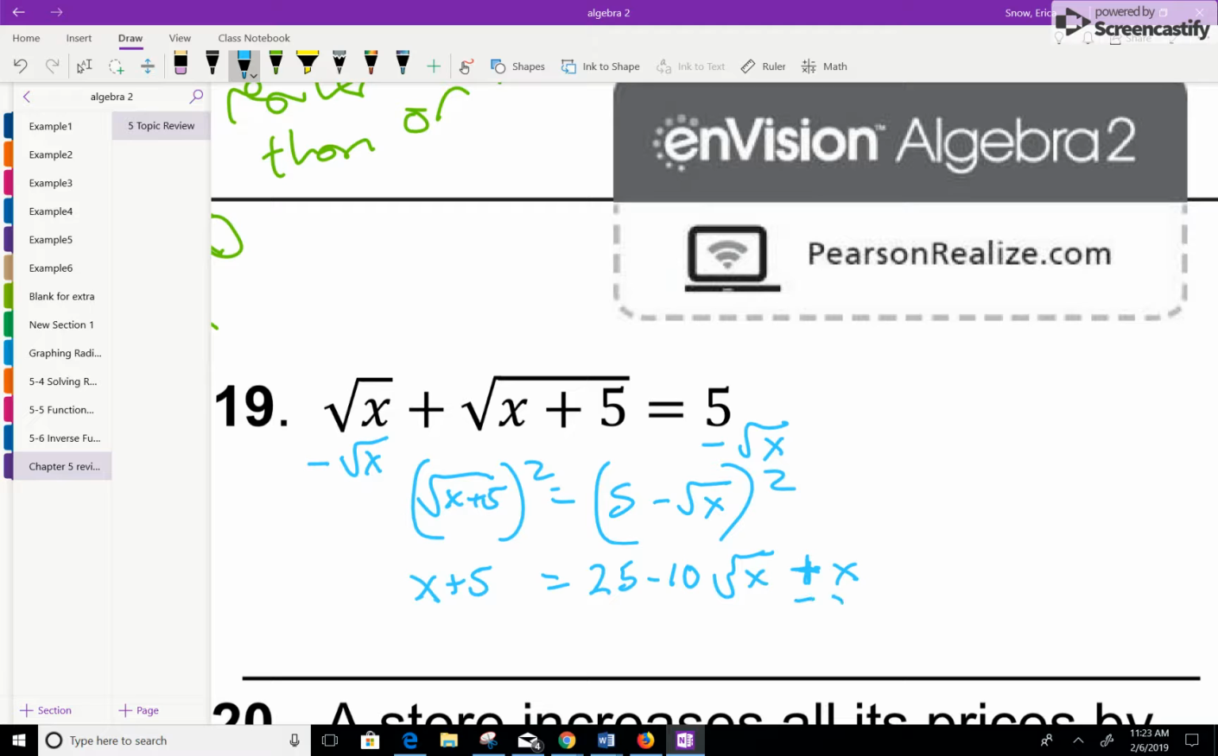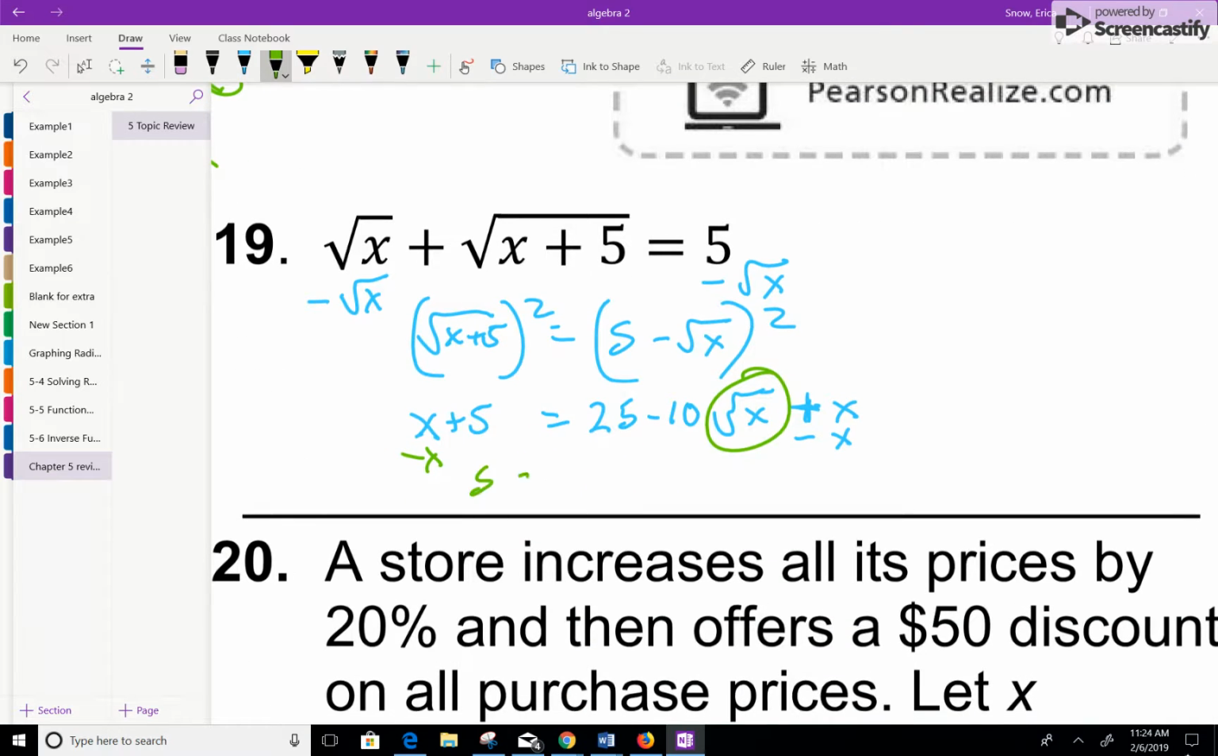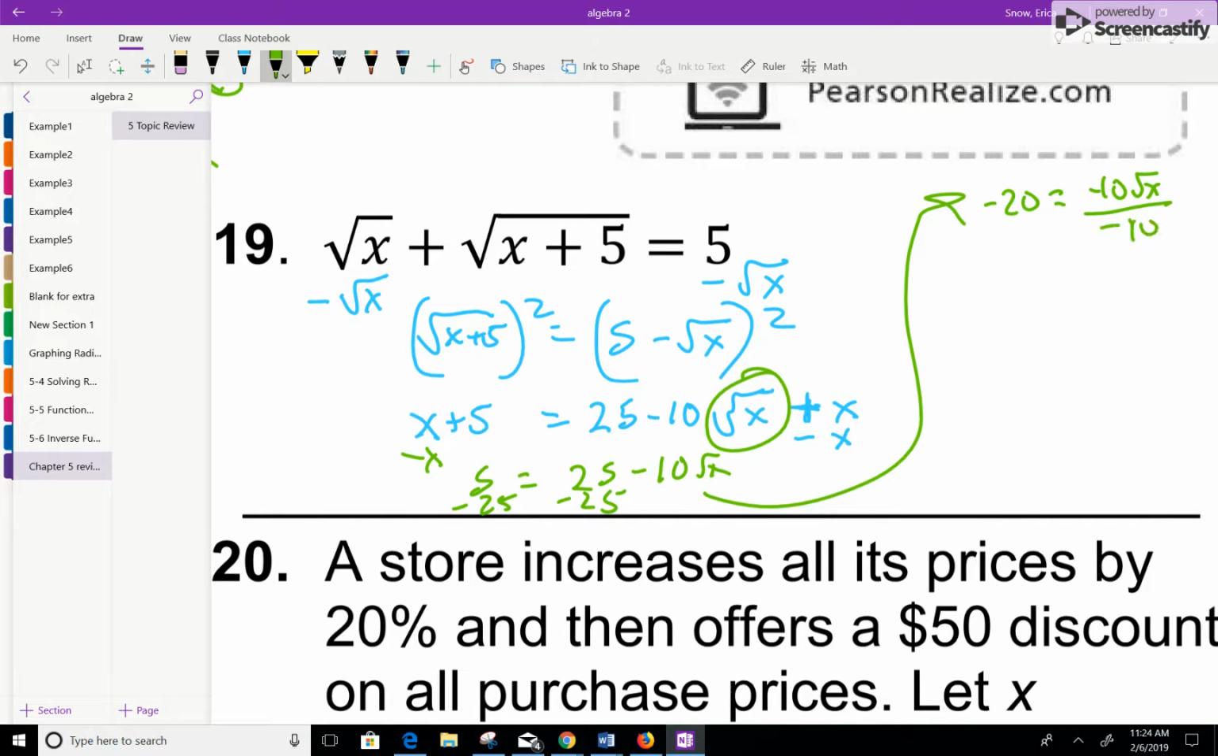So now I'm going to get everything over away. I need to isolate this part. So I'm going to subtract x, and I get 5 equals 25 minus 10 square root x. I'm going to subtract the 25 over. So I'm going to get negative 20 equals negative 10 root x. Divide by negative 10, divide by negative 10. And I now get 2 equals the square root of x. So then when I square both sides, I get that 4 equals x.